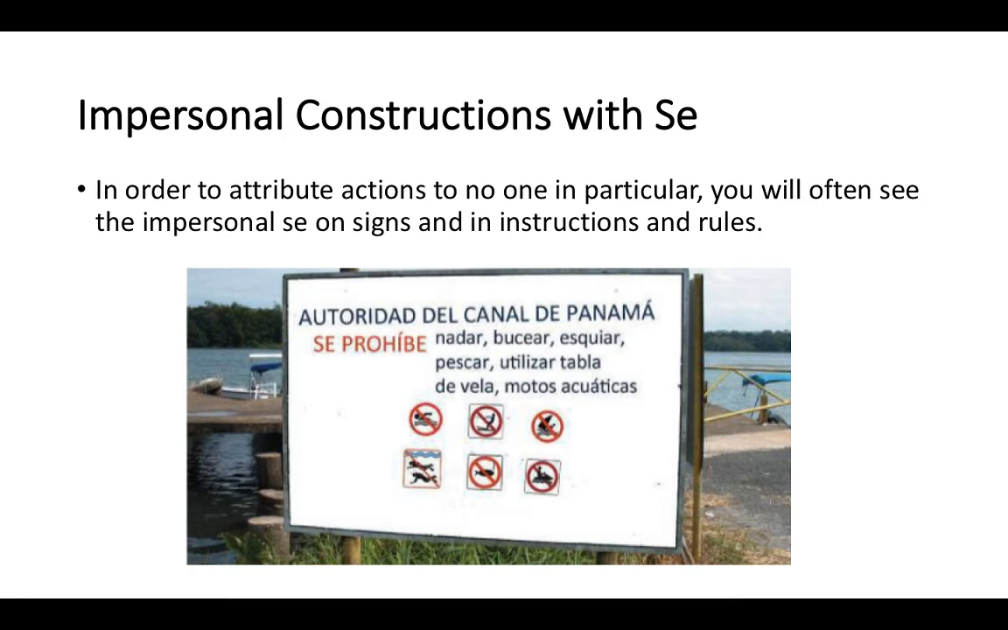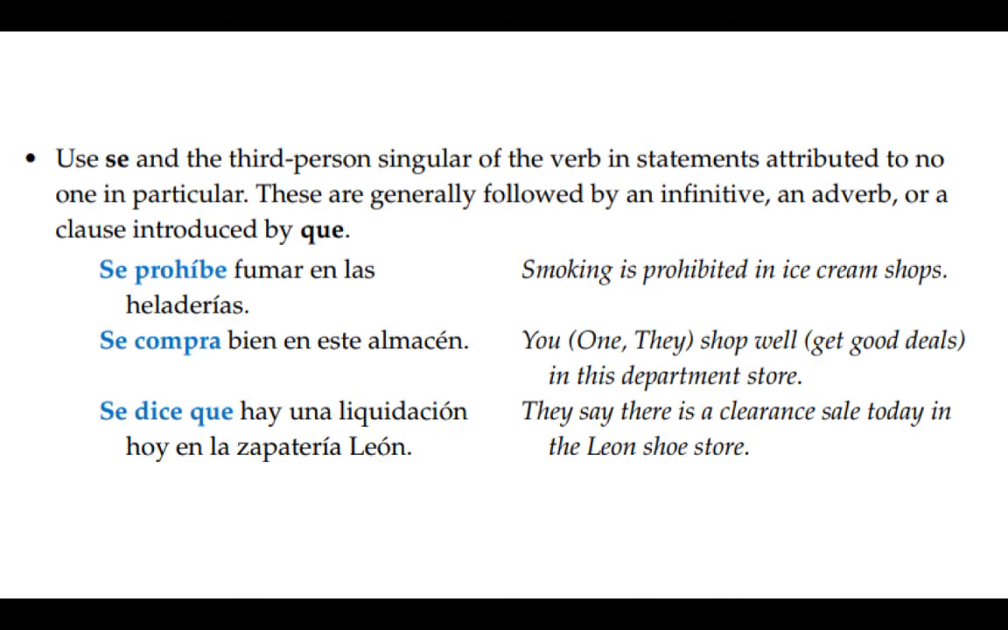Or that you're not saying that Matthew Harrison cannot smoke in this restaurant. You're saying that smoking in general is prohibited in this restaurant. So it's a very impersonal way of just saying this is not allowed, okay? So typically you're going to use se, S-E, and the third person singular form of the verb when it's attributed to no one in particular.